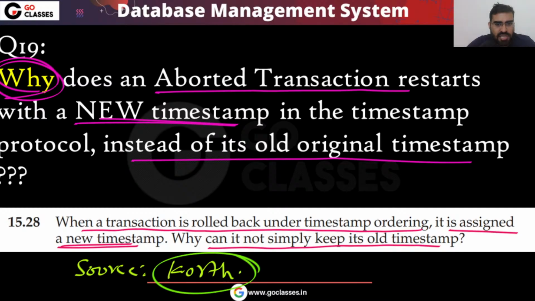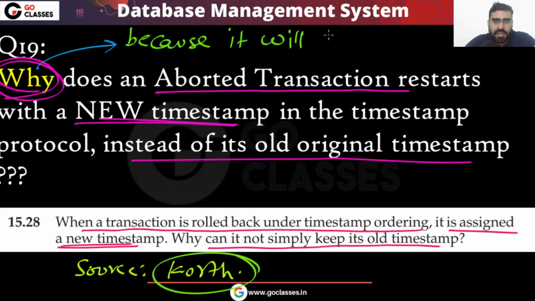Very good. This is question 19. The answer is very simple. Why? Because it will again roll back. It will again abort if this happens.